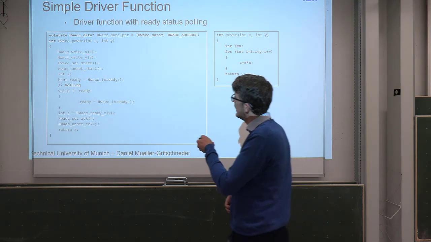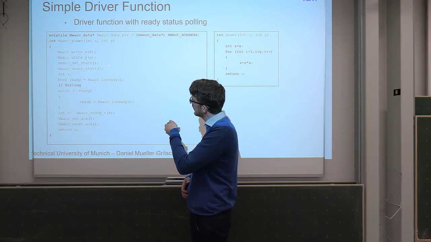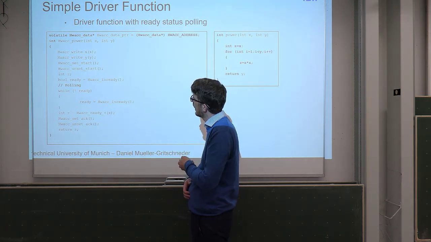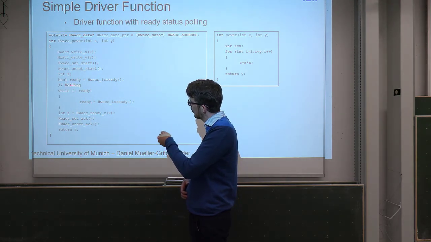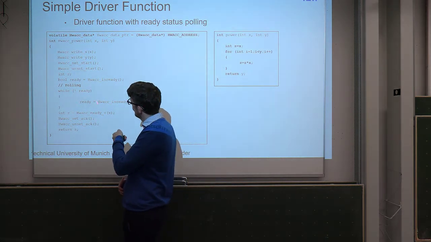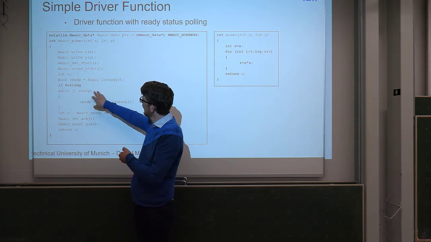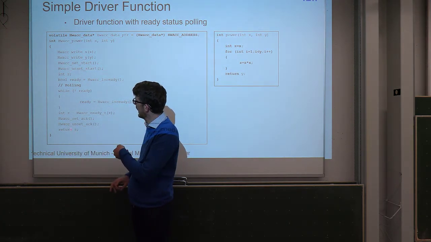where you would be reading X, you're reading Y, then you're setting start, which means start computing, then you can unset start again, so that you got the trigger to run, and then you're taking set, then you're asking, is it ready? If it's not ready, you're waiting. And as soon as the ready thing is set, so you're waiting, this is called the polling part, until the device is ready, then you're reading back set, and you're returning set.